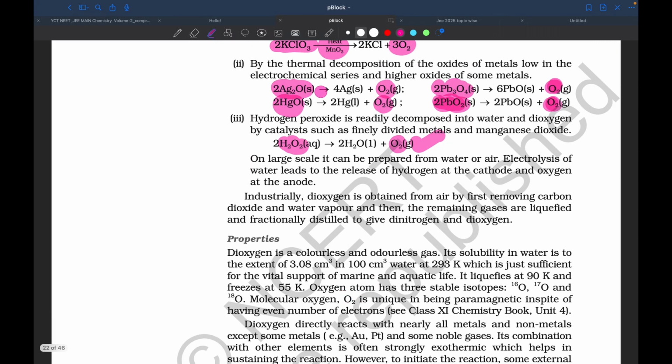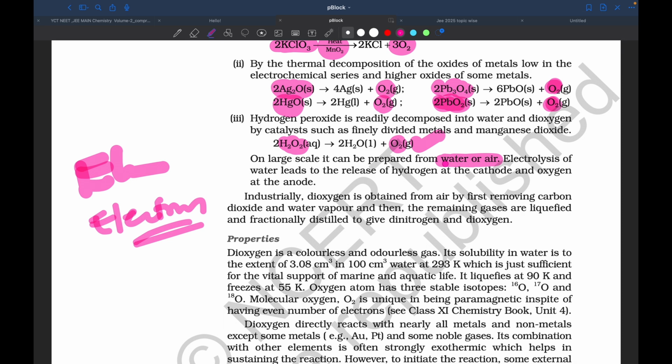On a large scale, oxygen can be prepared from water or air. From water, we use the electrolysis process, and oxygen is produced from this, whereas air contains 20% of it, so by oxygen concentrators they can produce it. Electrolysis of water leads to the release of hydrogen gas at the cathode and oxygen gas at the anode.